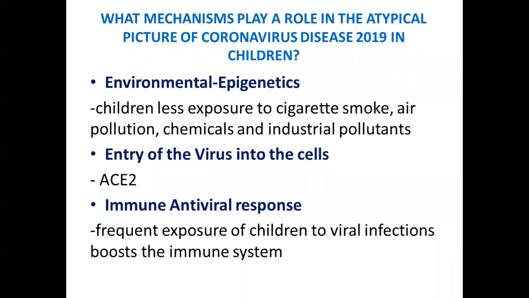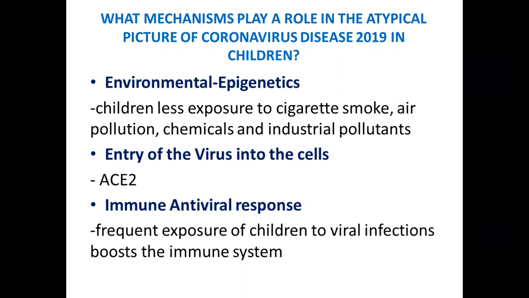Another reason for the different clinical picture of COVID in children than in adults is that in children, there are fewer underlying disorders that may predispose to severe COVID-19 as compared to adults. And those children who had severe COVID-19 were noted to have pre-existing conditions like asthma, malignancies, cardiovascular disorders, and immunosuppression.